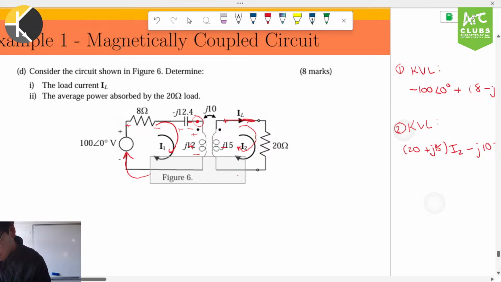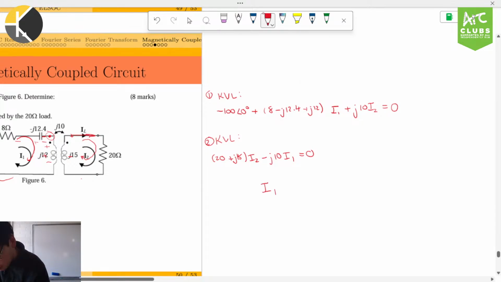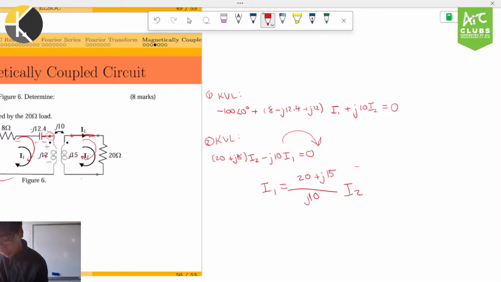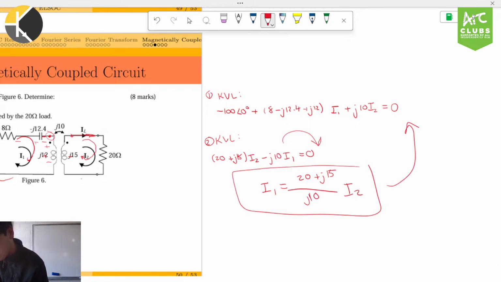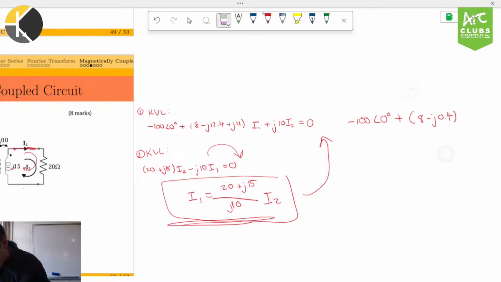So I'm going to try and get rid of I1 first, doing these simultaneous equations to save me some work. So we have I1, moving that over and dividing by J10, we have I1 equals 20 plus J15 over J10, I2. And then I'll chuck that into this equation up here. So then we have minus 100, 0, plus 8, minus 12.4 plus 12 is minus 0.4. And then we'll replace this I1 with what we calculated here.